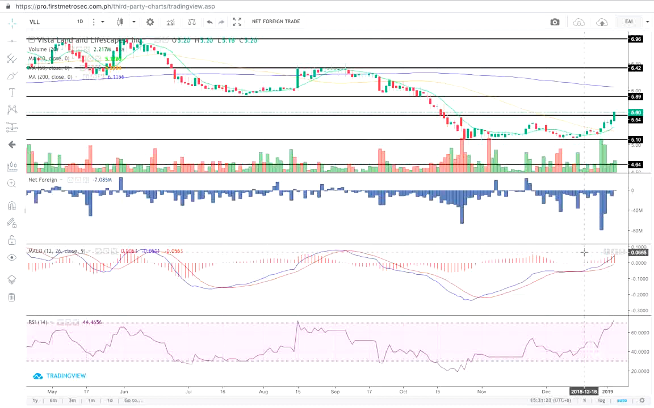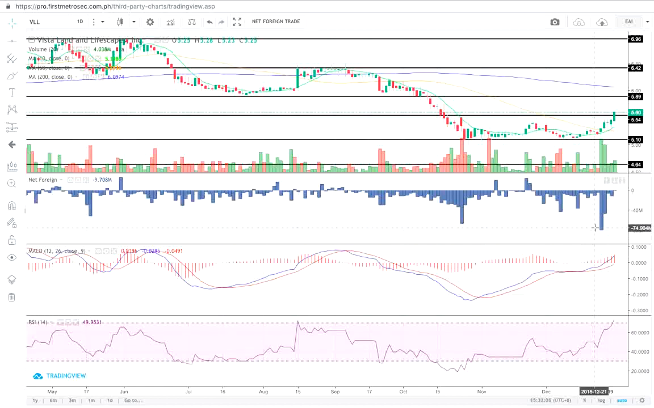My 10 SMA and MACD combination, I use this combo to determine if there is a buy signal for a particular stock. When does the buy signal appear on this combination of indicators? When the price is moving above the 10-day simple moving average, and when MACD is moving above the signal line, which is the red line, regardless if both are below or above the zero line, then I get a buy signal. So in this case, VLL's price is moving above the 10-day simple moving average, and MACD is moving above the signal line. Therefore, that's a buy signal for me.